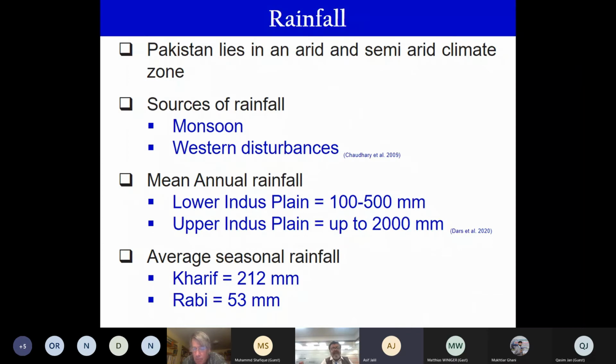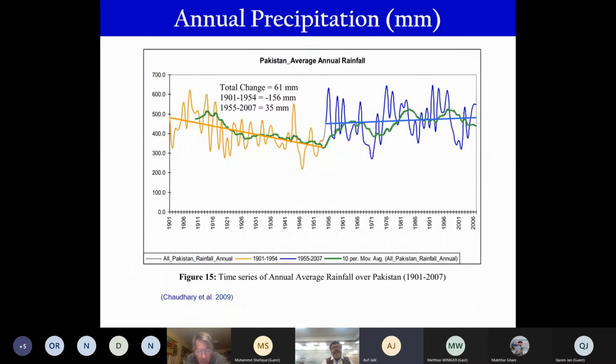Mean annual rainfall in the lower Indus plain is between 100 to 500 millimeters, and the upper Indus plain has up to 1000 millimeters. Average seasonal rainfall is 212 millimeters in Kharif and 53 in Rabi. For annual precipitation, we have a time series of annual average rainfall over Pakistan from 1900 to 2007. From 1901 to 1951 precipitation shows a declining trend, but from 1956 up to 2006 it is not declining, rather a slight increase in rainfall. The total change is around 61 millimeters.